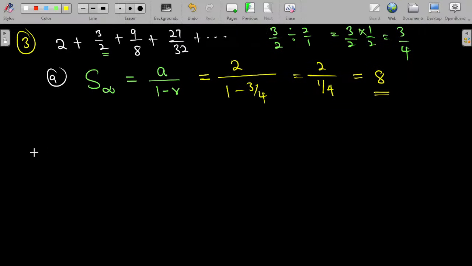All right, so we go again to number 4. Okay, 4 says, sorry, that's not the end of 3. So 3 has 2 questions. The first one asked for sum to infinity, and then the second one is asking for us to find the first n terms of this particular sequence.